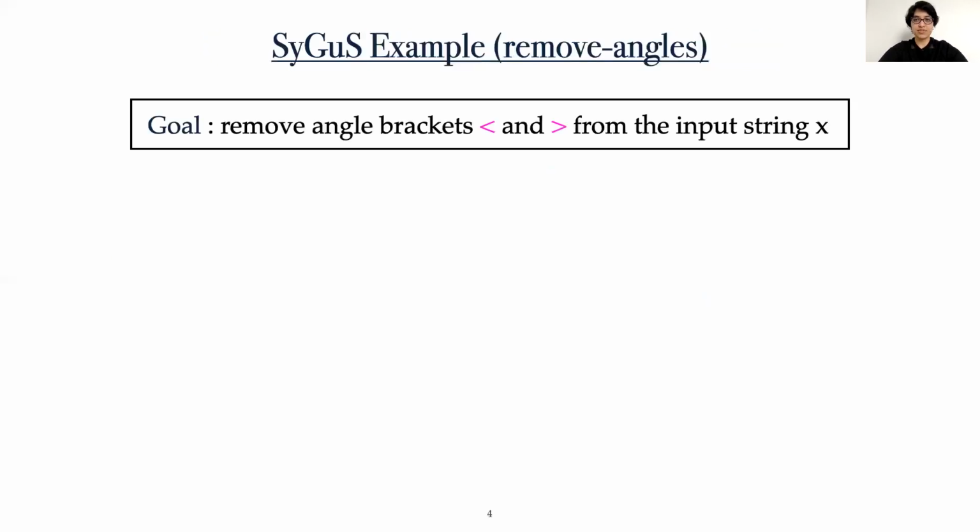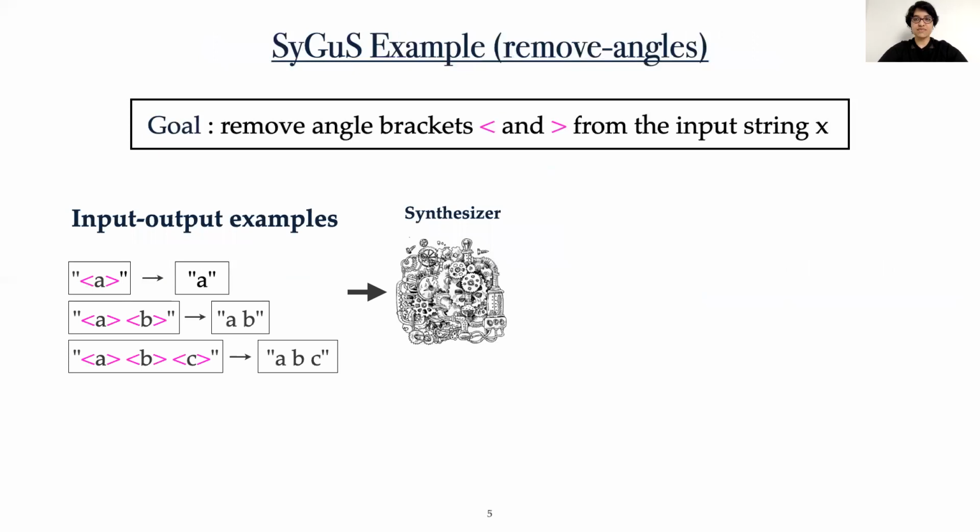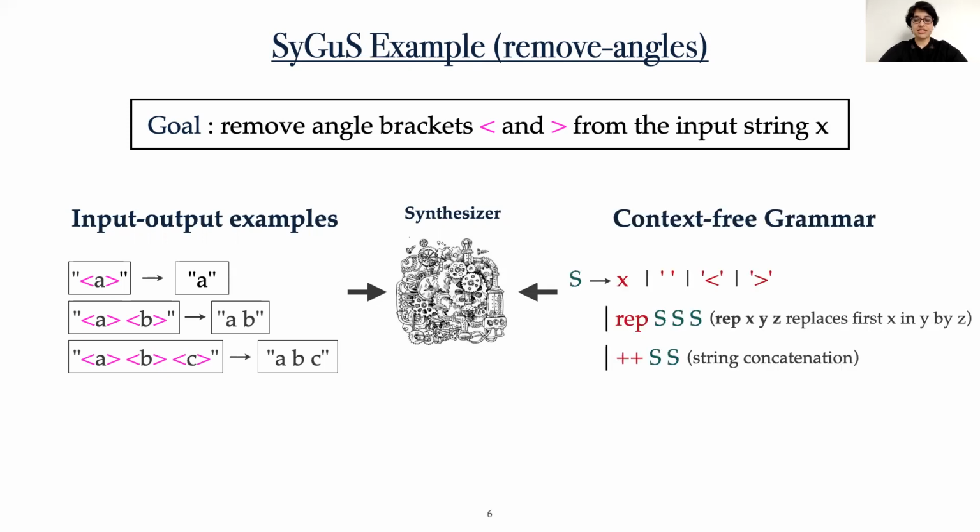In particular, suppose the goal is to synthesize a program that removes angle brackets from a given string X. The specification for this consists of 3 input-output examples where the input strings contain angle brackets and the output strings do not. The synthesizer has to generate a program that would perform this transformation. In addition, the synthesizer is given a small string grammar which constrains the space of programs to be explored. This grammar has 1 string variable X and 3 string literals. It also contains a replace and a concat operator.